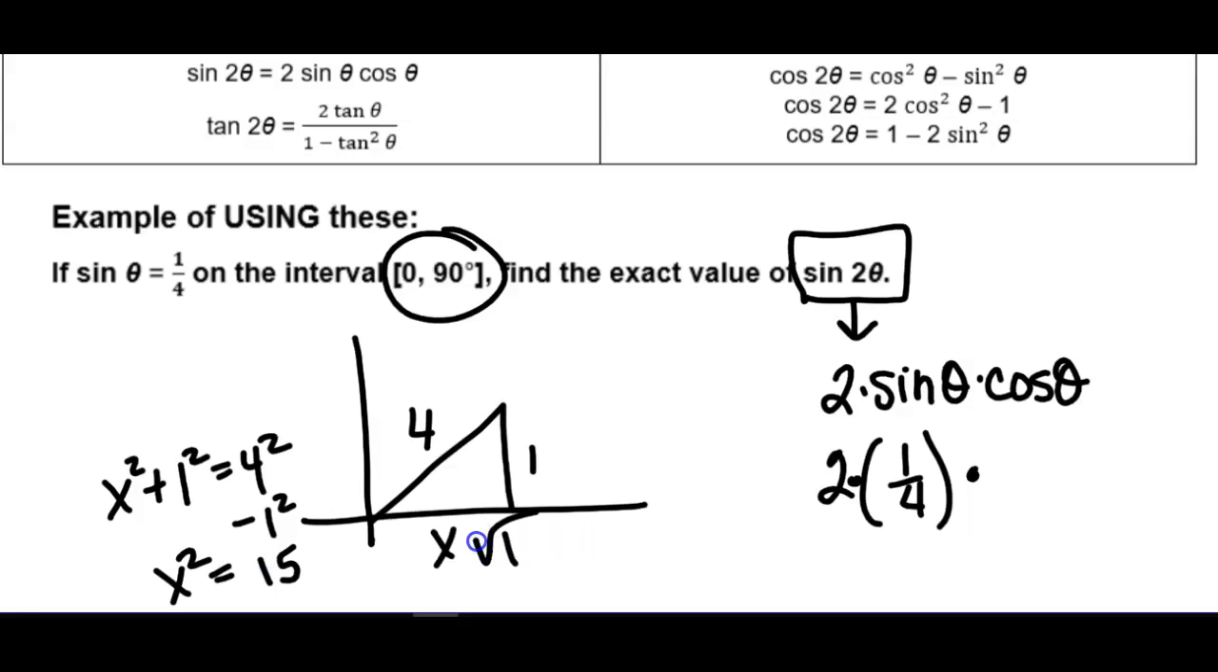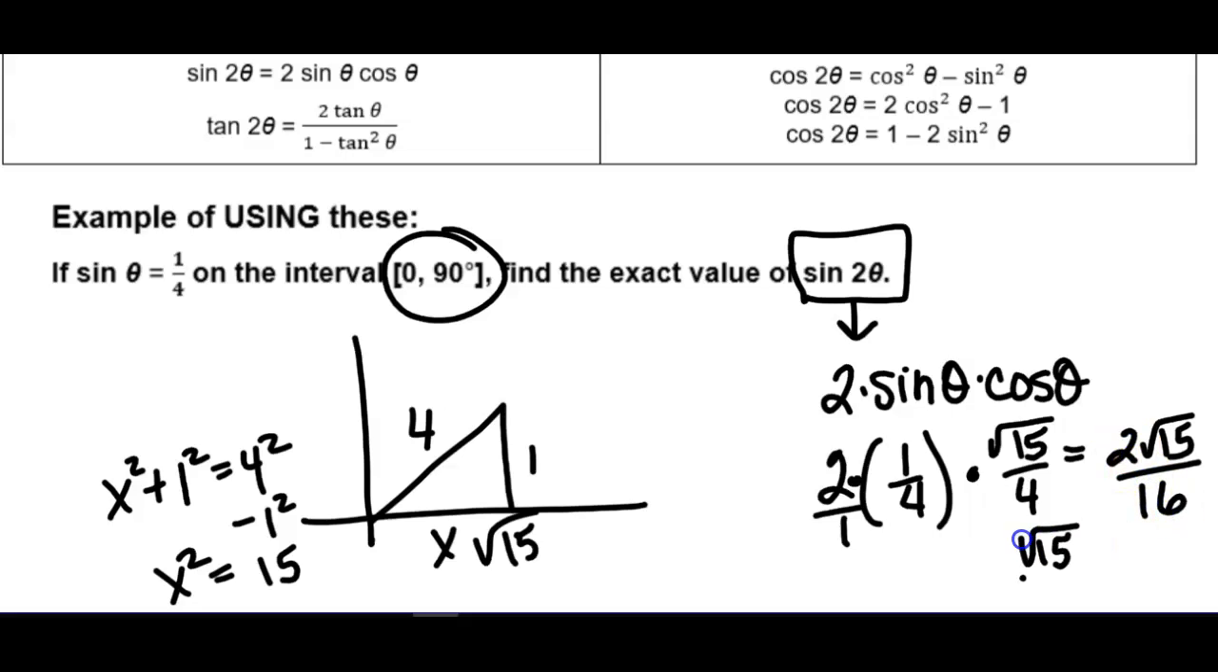So x is the square root of 15. So the cosine is the square root of 15 over 4 because it's adjacent over hypotenuse. So you can put the 2 on top. So I have 2 times 1 times square root of 15. Denominator is 1 times 4 times 4. And then the 2 and 16 reduce, so I get the square root of 15 over 8.